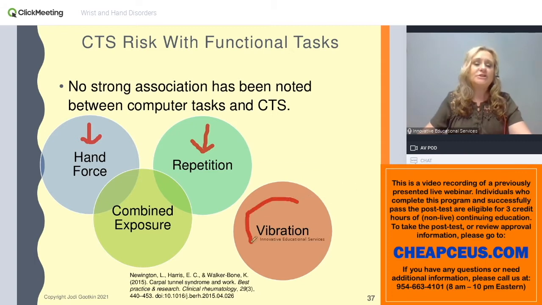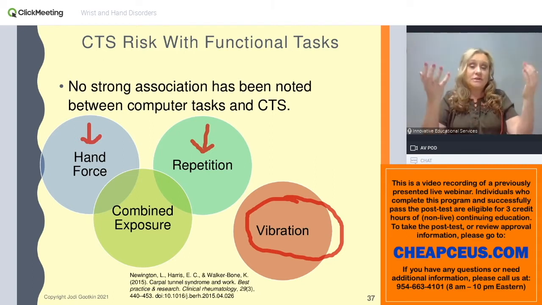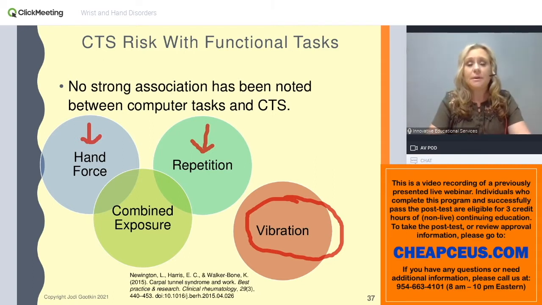And then vibration, we're finding, is traumatic to the hand in many different ways. That the vibration forces alter the microvasculature in the hand. They put excessive loading across that carpal tunnel. And when you put all this together, particularly, it increases the risk of development of carpal tunnel.